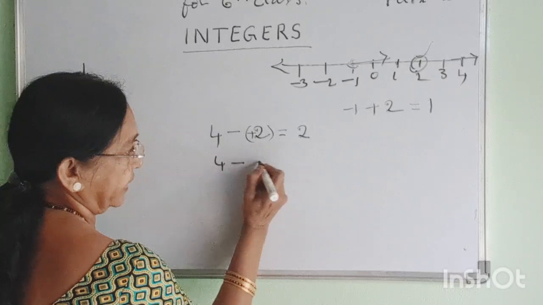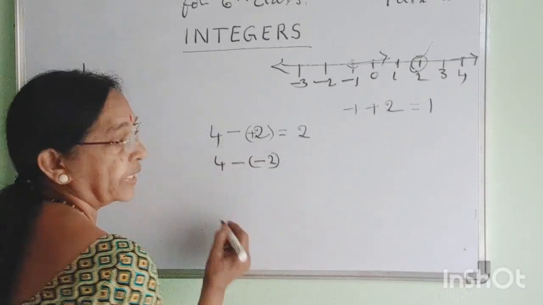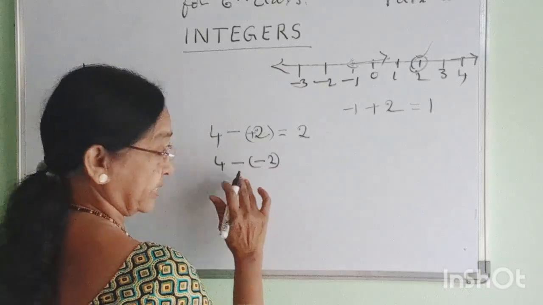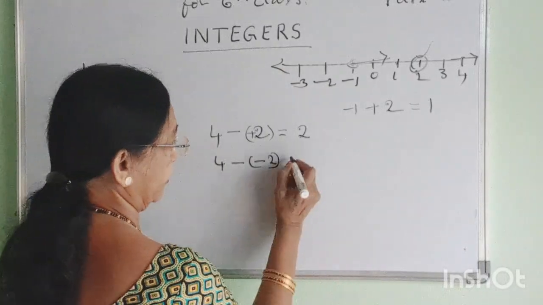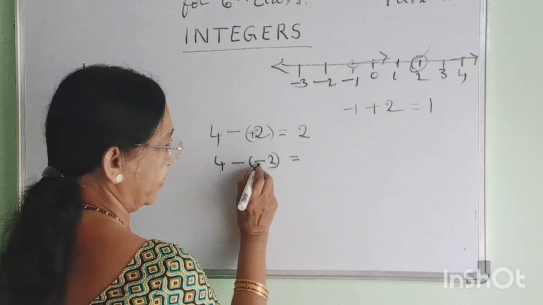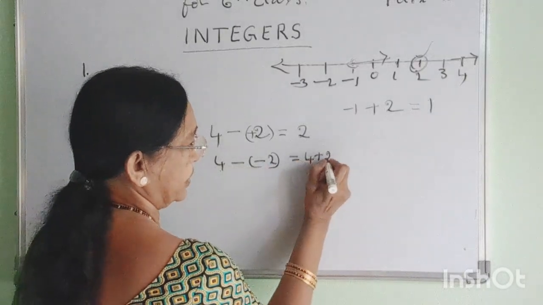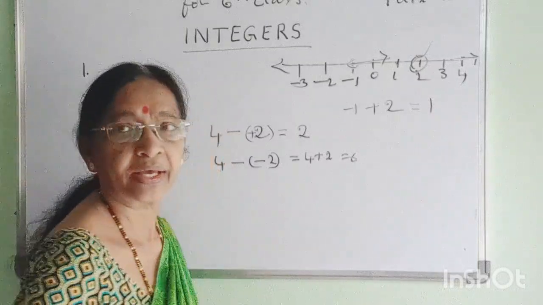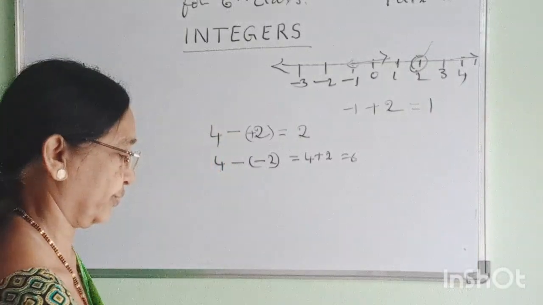Suppose we subtract a negative number, the result will be on the right hand side. This is 4 minus minus 2. Minus of minus is plus. Therefore 4 plus 2 is 6. 6 will be somewhere here on the right hand side of the 4.